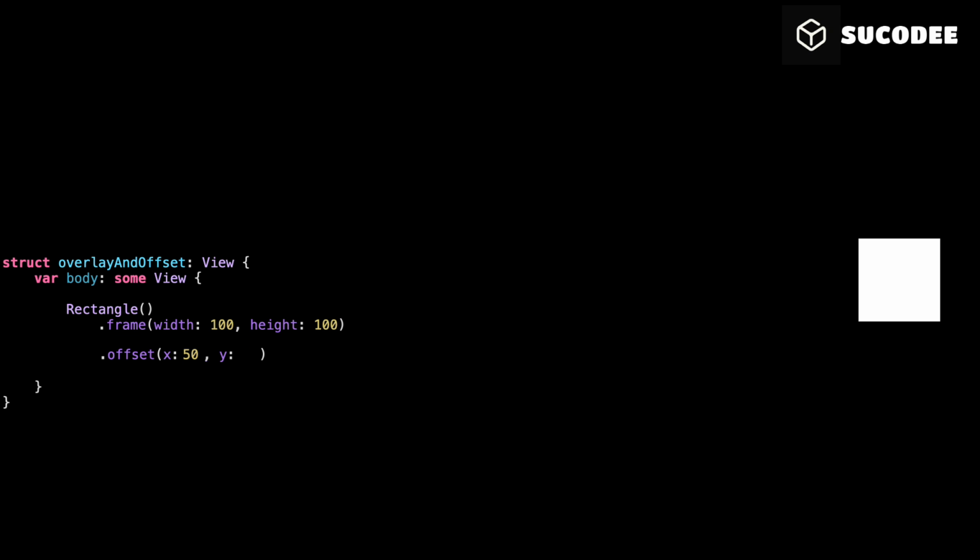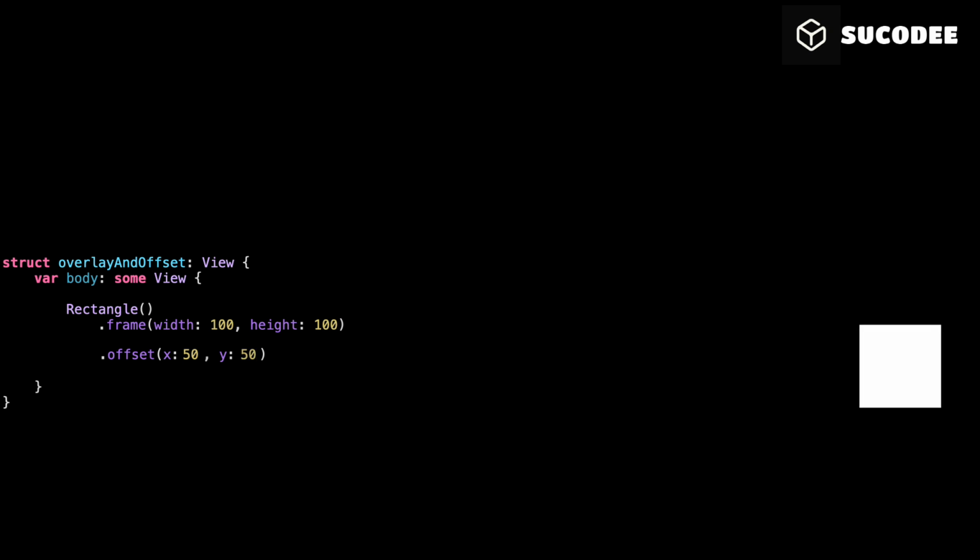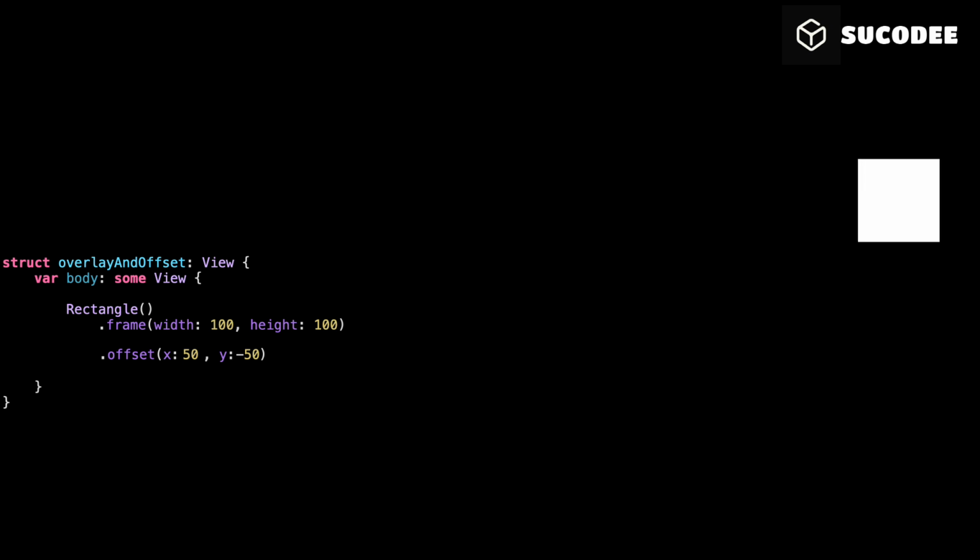This is useful when you want visual movement, like in animations or effects. The y value in offset is used to move the view vertically. So if we write offset y: 50, the rectangle moves 50 points down. If we use a negative value like -50, it moves up. That's it. The y value controls vertical movement on the screen.